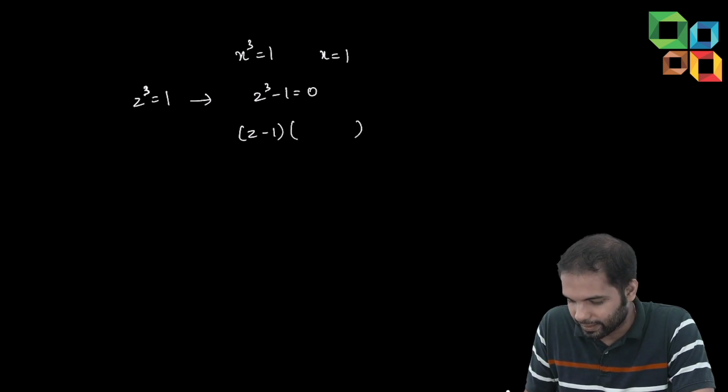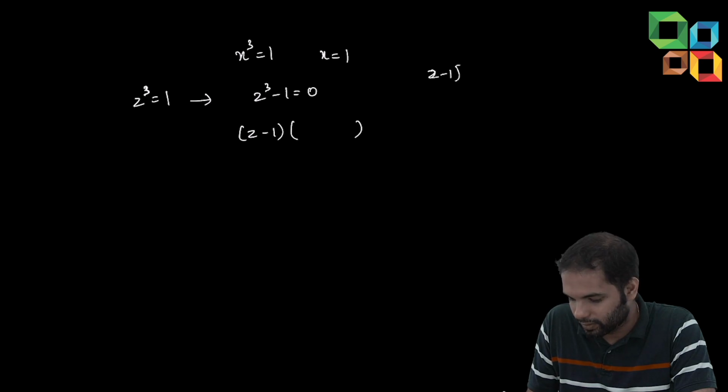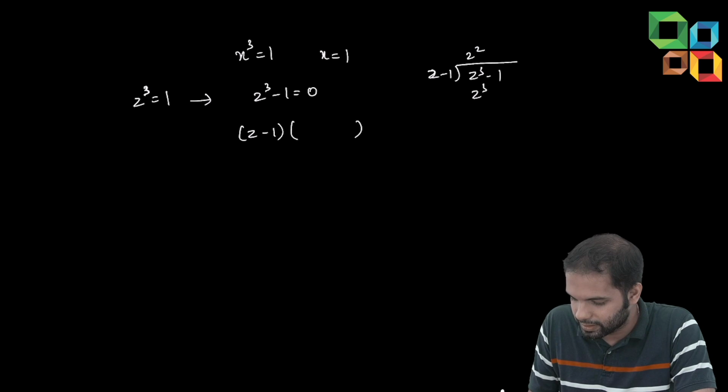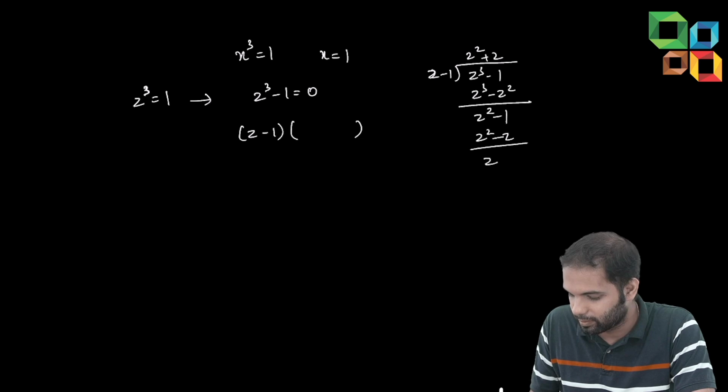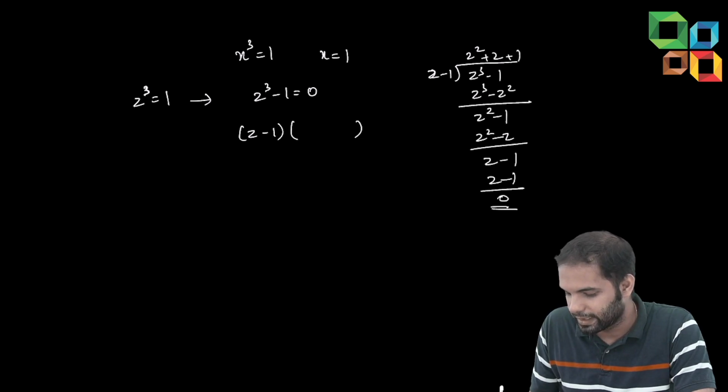So you simply divide z cube minus 1 by z minus 1. If you divide, what do you get? z square. z cube minus z square. Subtract. So you'll get z square minus 1. Again, plus z, you do. You'll get z square minus z. Again, subtract. You'll get z minus 1. Plus 1 you do, so z minus 1. You can see that it's perfectly divided.